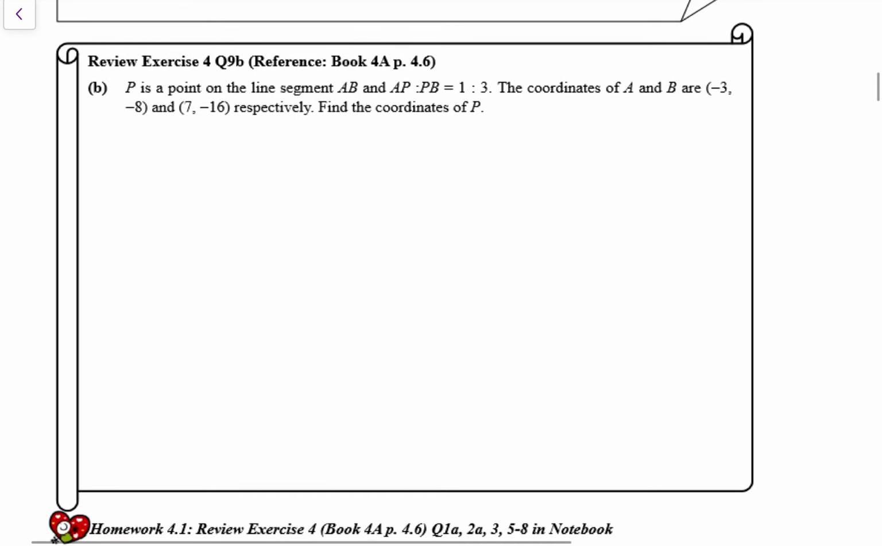P is a point on the line segment AB and AP to PB equals 1 to 3. Coordinates of A are -3, -8. Coordinates of B are 7, -16. So let me draw a very rough sketch of these 2 points AB as well as point P.